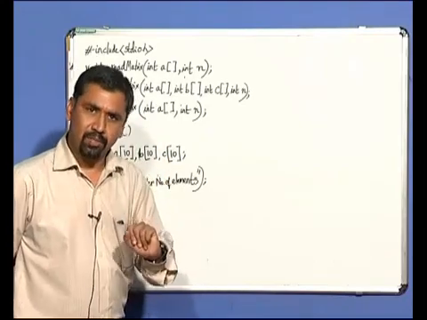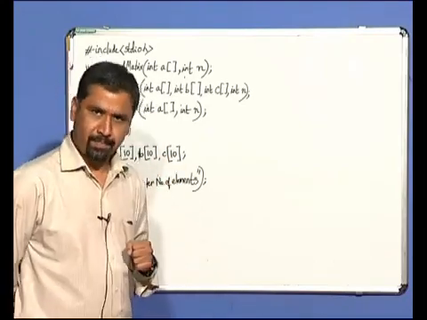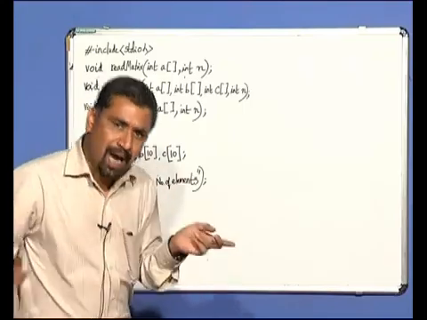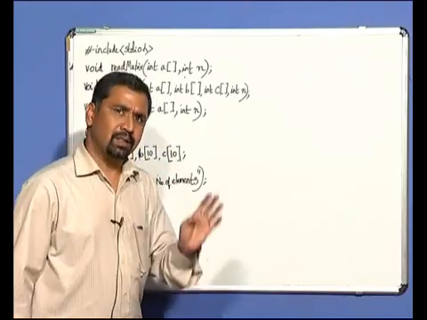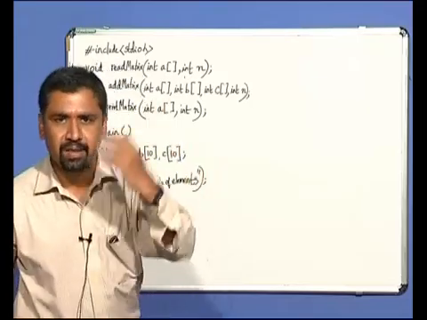One function's job is to read values into the array. Another function's job is to add the 2 matrices and put the result into the third matrix. The third function's job would be simply to print the values.